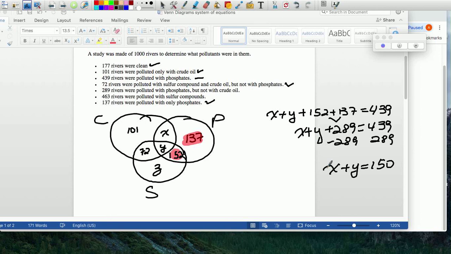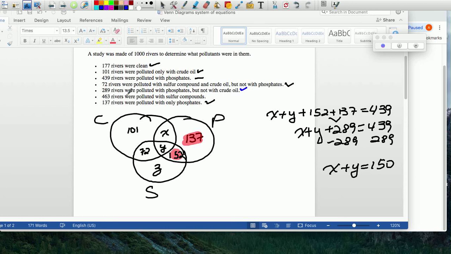But let's focus on this. Just remember that this is 1. So I did that. Now, let me see if I can do the 289. I'll change colors. 289 were polluted with phosphates, but no crude oil. I already took care of that too.